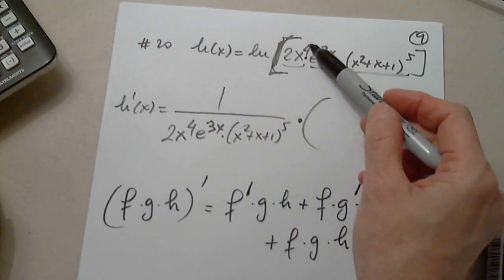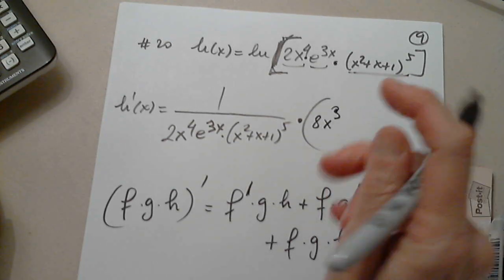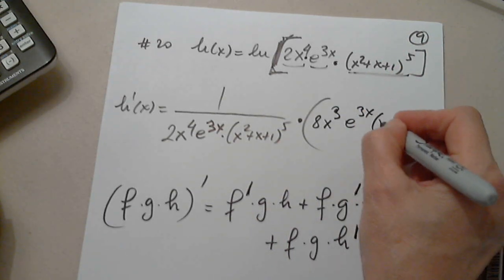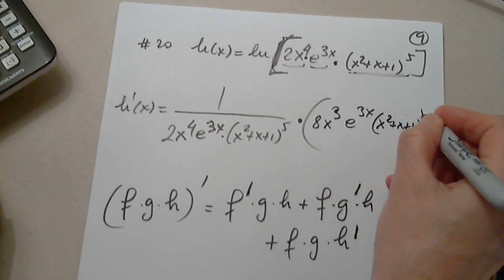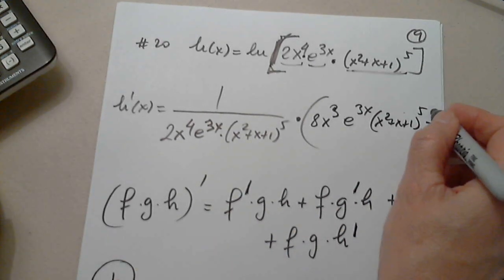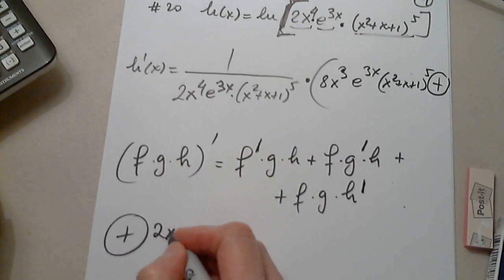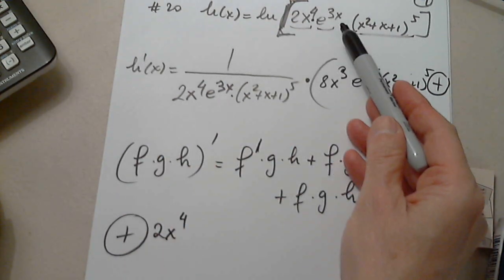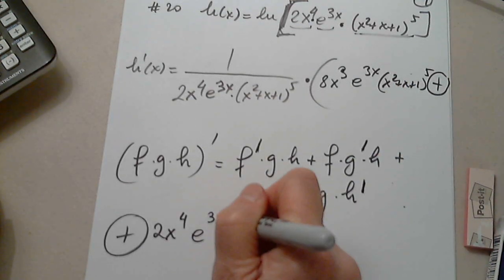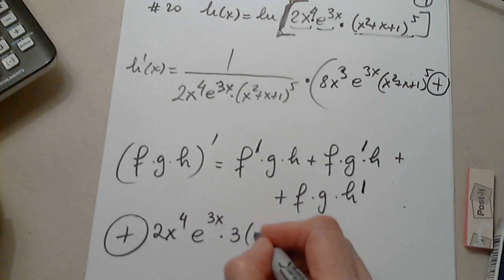So I differentiate this, and I get 8x to the 3rd. And then I copy the other 2: e to 3x, x squared plus x plus 1 to the 5th, plus. I'm jumping over all this. I copy the first one, 2x to the 4th, and I differentiate e to 3x. But e to 3x is e to 3x times the inner function prime, which is 3, times the last one.